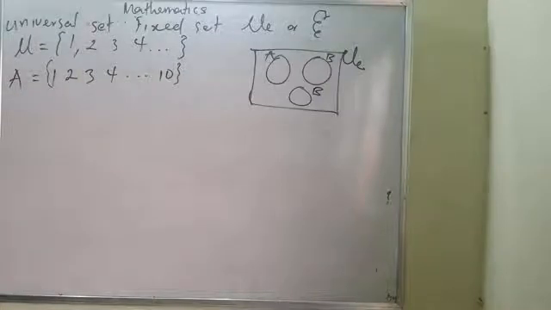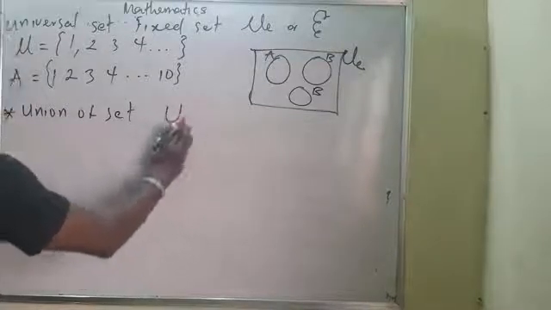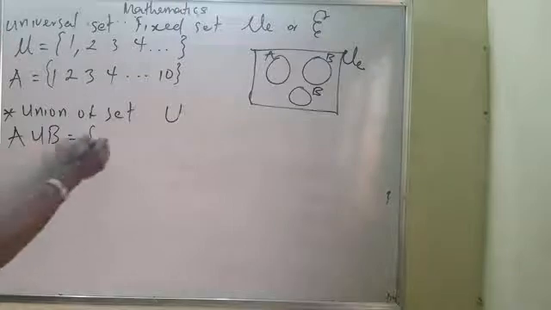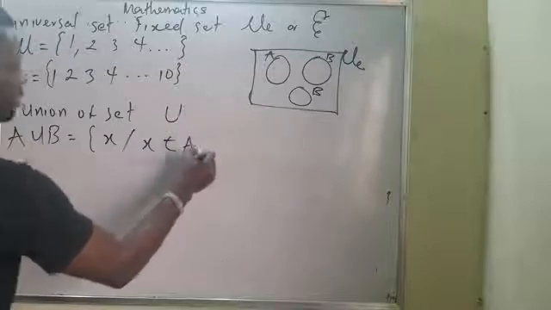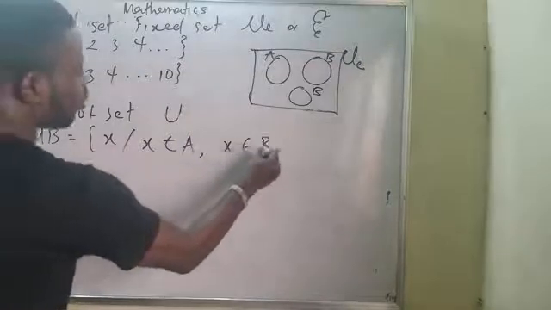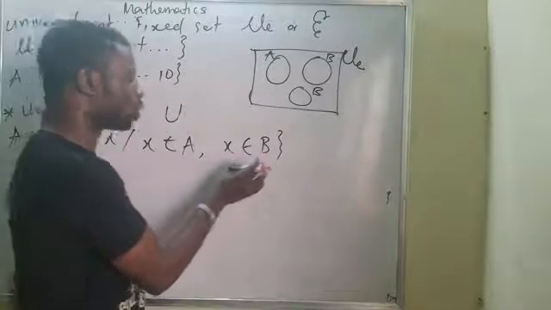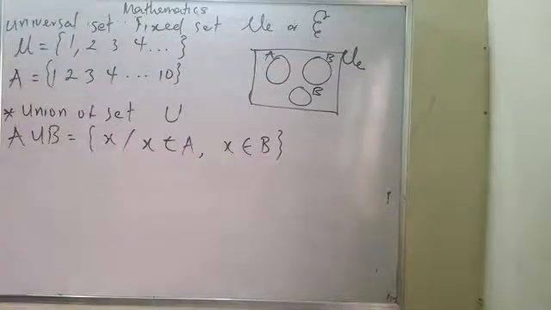I've explained that to you. Now let me quickly explain what is called union of sets. Union is denoted by ∪. Take note of that. If I have A union B, in topology this is how they will write it: x such that x is a member of A, or x is a member of B. At this point, I'm speaking in the form of topology. It means x belongs to A, or x belongs to B. Okay, that is what I mean.